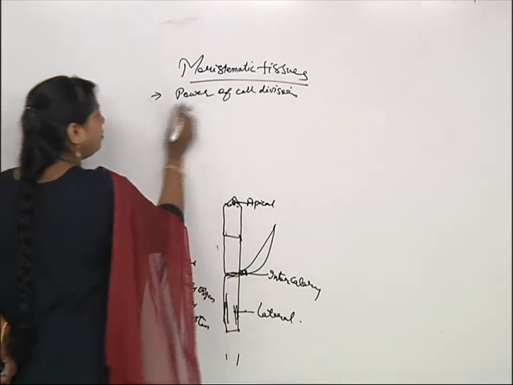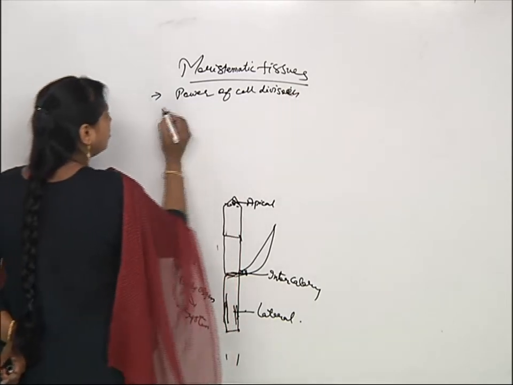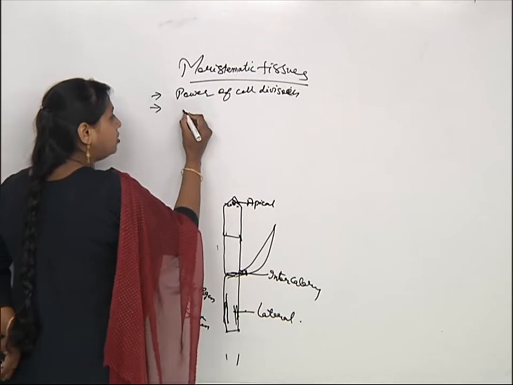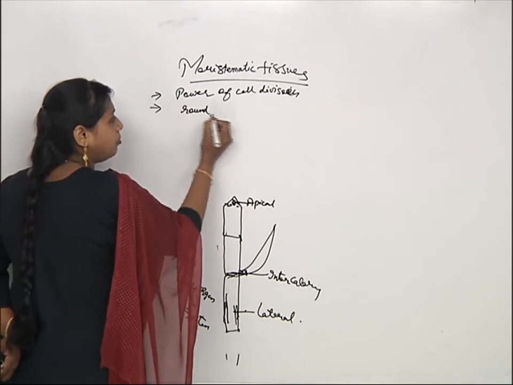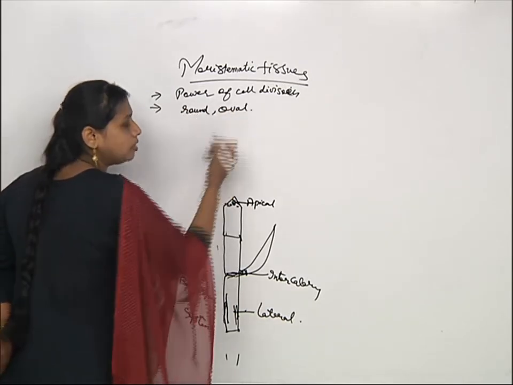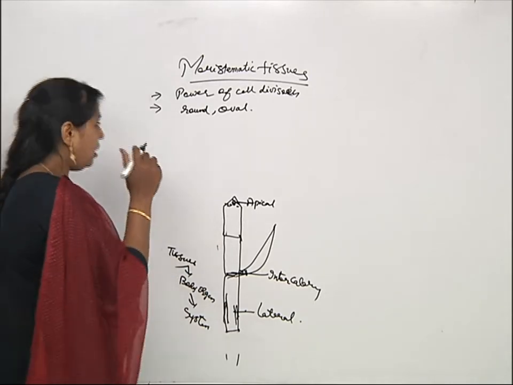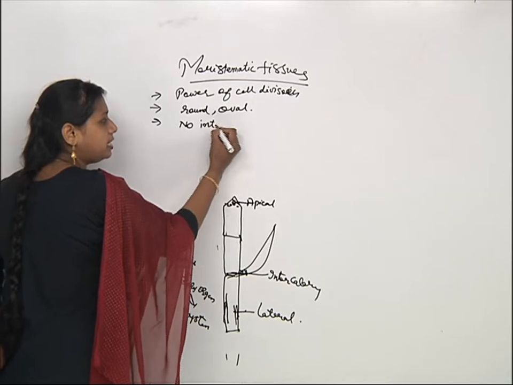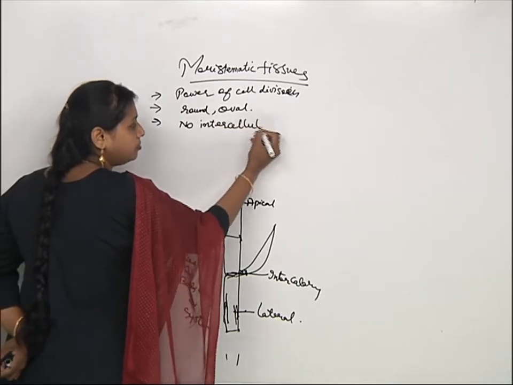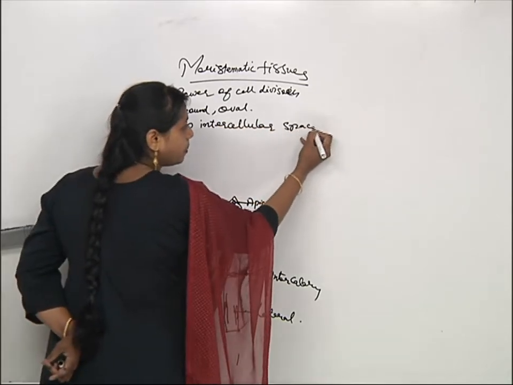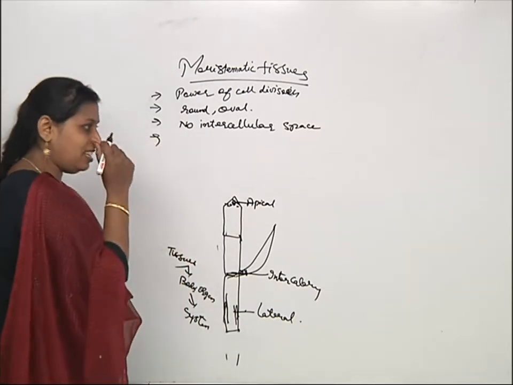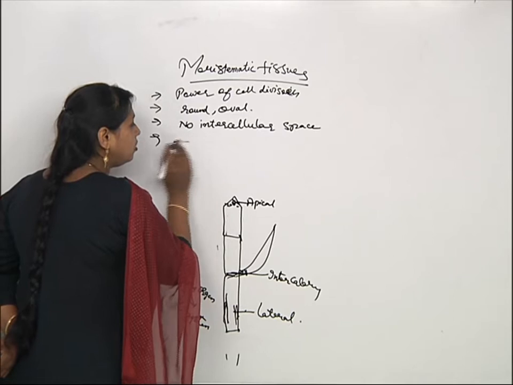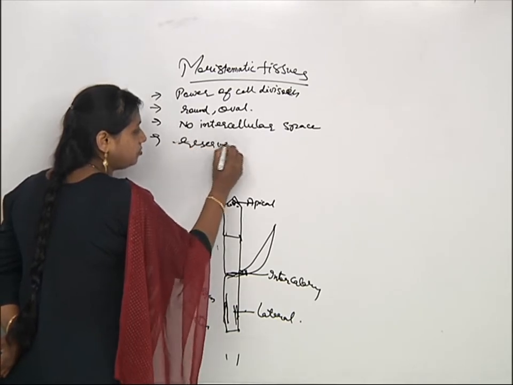and when we come to these cells, they are normally round in shape, they may be oval in shape, and these cells will have fewer intercellular spaces, or there will be no intercellular spaces present in them. These are living cells, and they are helpful in the storing of reserve food material.